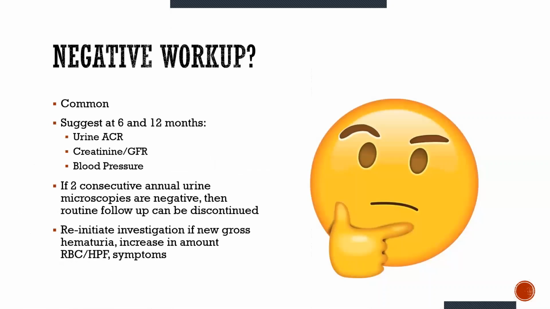Next slide. So if there is a negative workup, as I said before, recheck the following parameters at 6 and 12 months along with the urine microscopy to see if there's any evidence they're developing signs of a renal disease. But if you have 2 consecutive annual urine microscopies that are negative, you can then stop screening at that point.